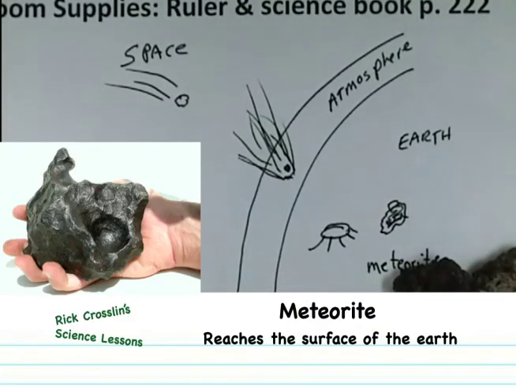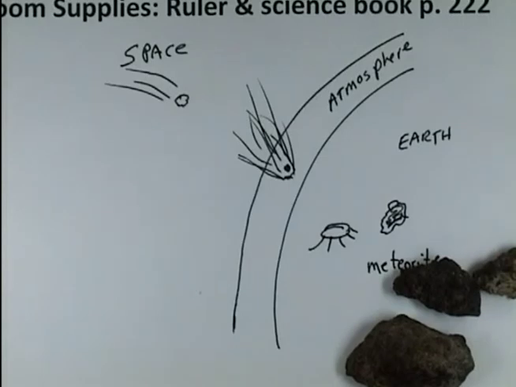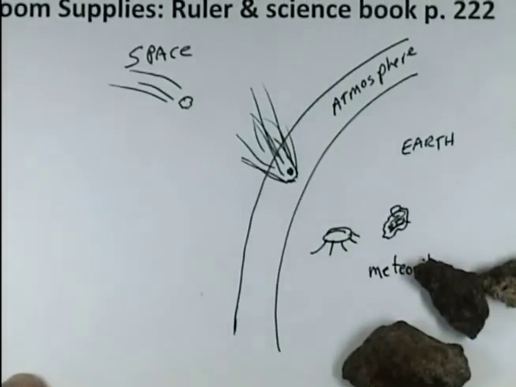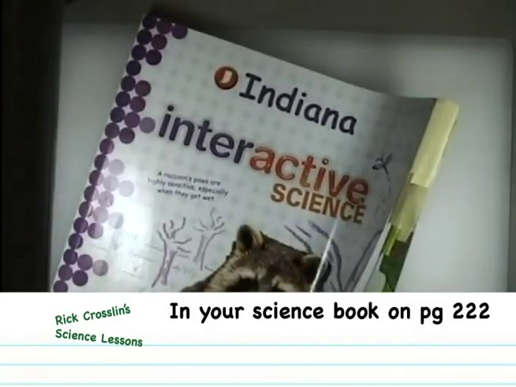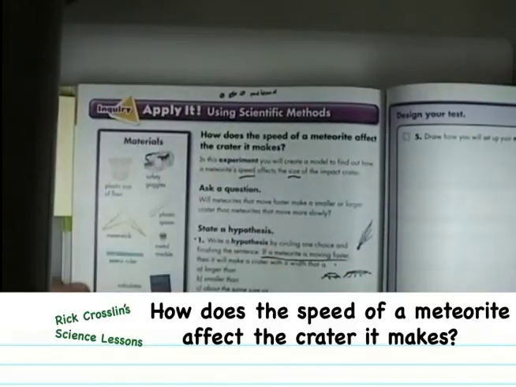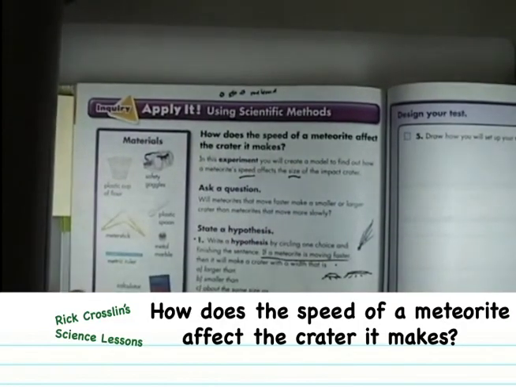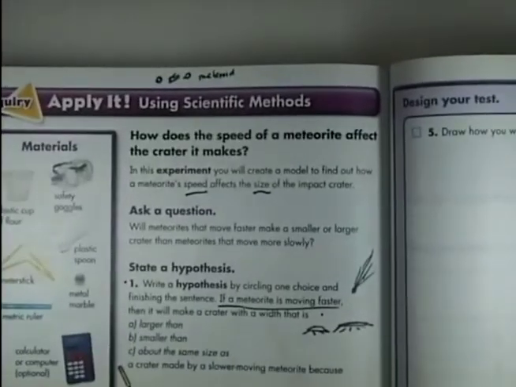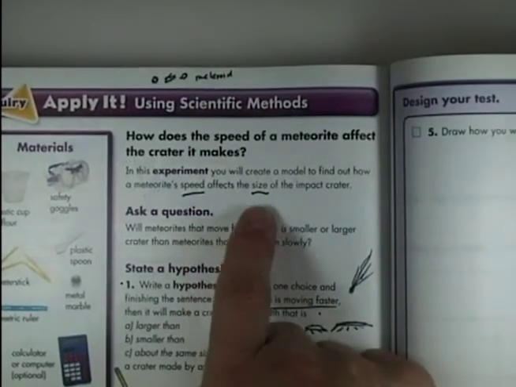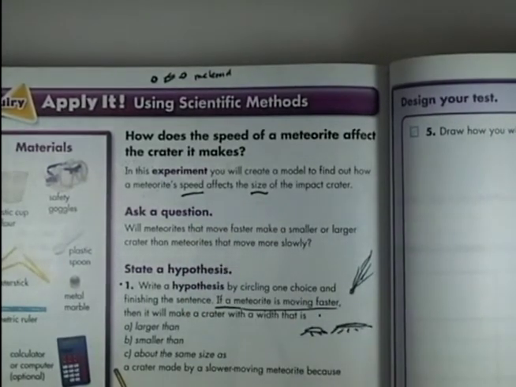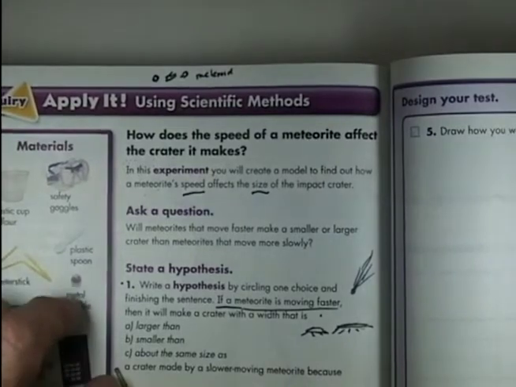So those are some of the different ways to look at meteors, meteorites, and meteoroids, okay? In our science book on page 222, we're going to investigate, using scientific methods, how does the speed of a meteorite affect the crater it makes, okay? So in this experiment, you will create a model to find out how a meteorite's speed affects the size of the impact crater. And like all investigations, we're going to start with a question.